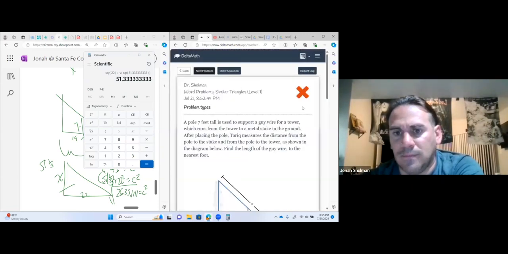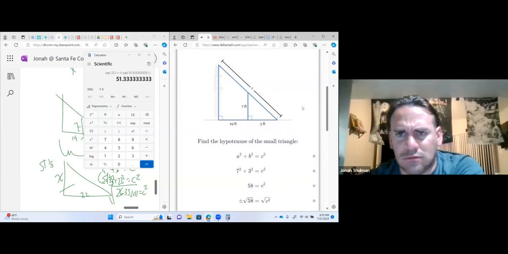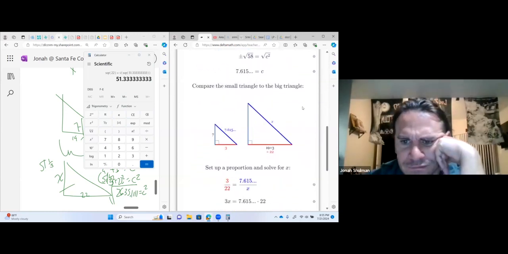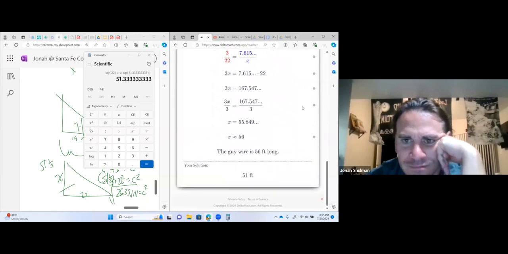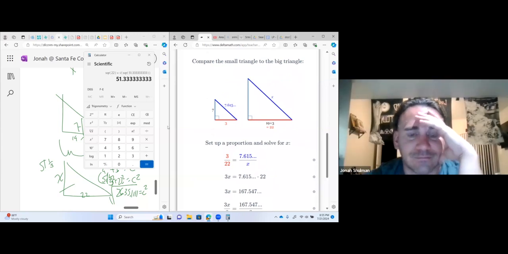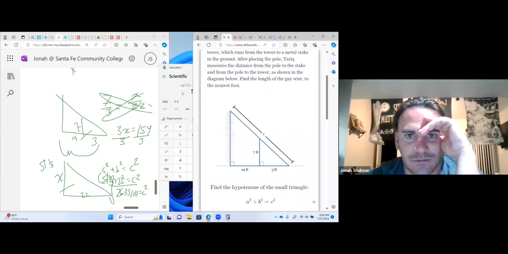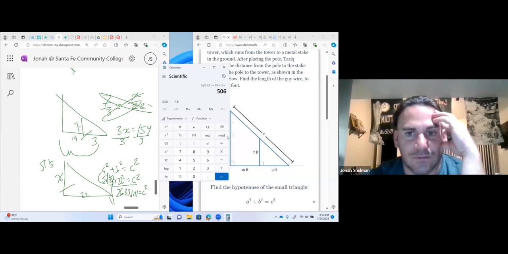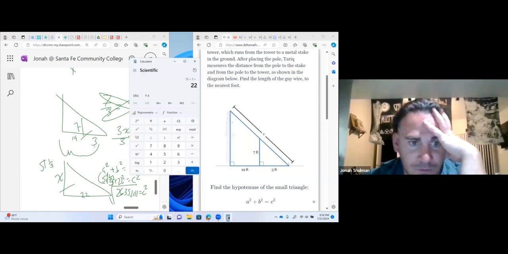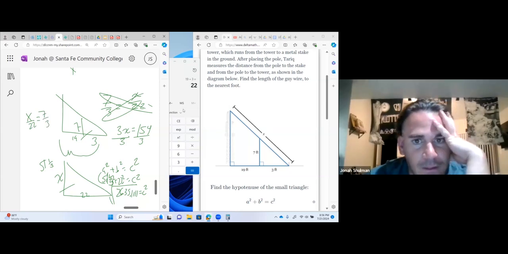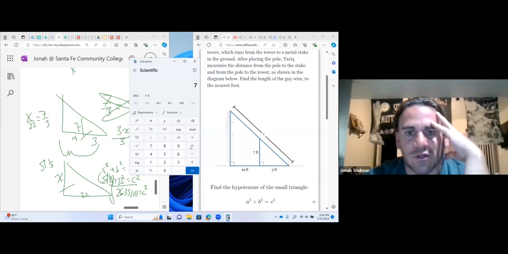Let's see. What? What did they get? 56? I'm having a hard time with this. We should get the same answer even if we did another way. 19 plus 3 is 22. Sorry. That's 22. So we got the height. It should work no matter which way you do it.